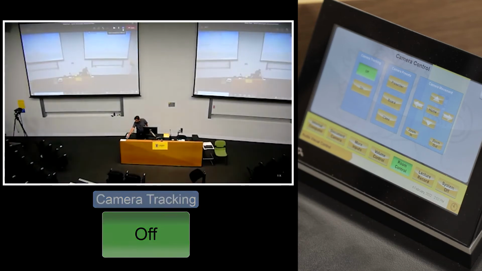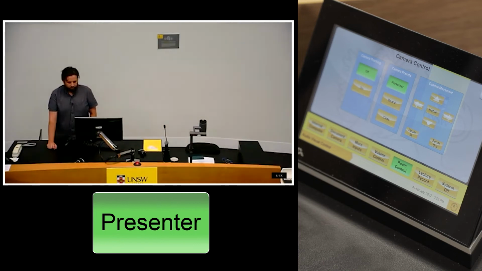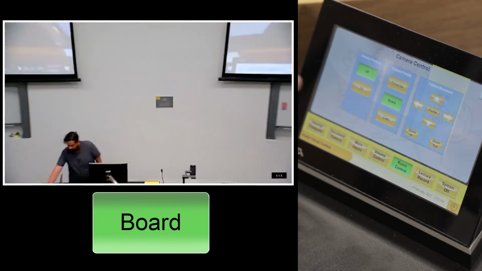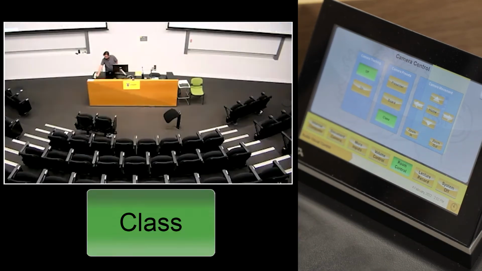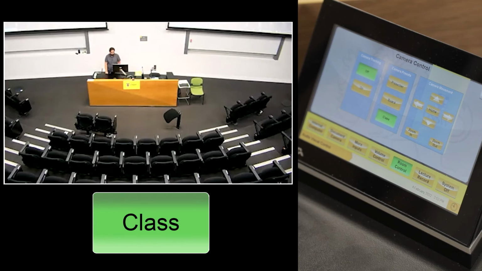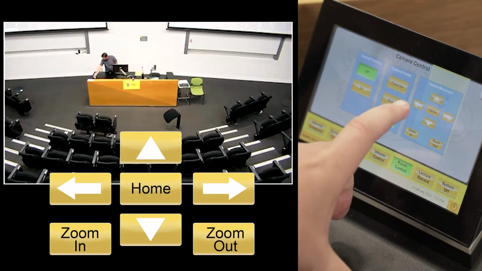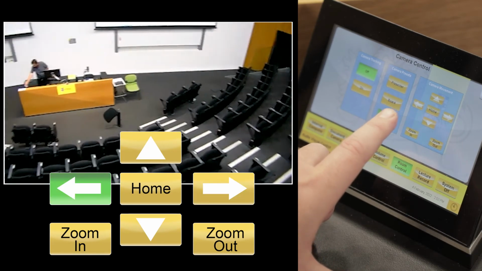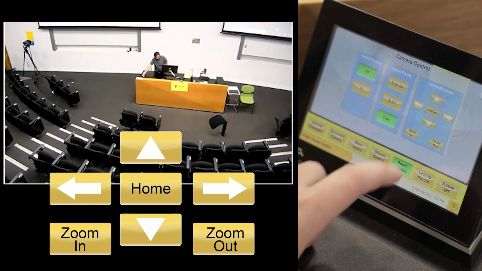Here you have three presets. Presenter, which is a close-up at the lectern. Board focuses on a wider shot, including the blackboard or whiteboard. And class takes a wide shot of the class provided. If you'd like to take control, you can also use the pan left, right, or tilt up and down, or zoom in and out here.